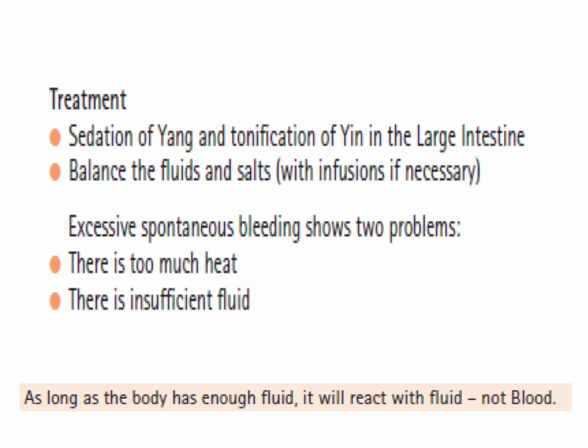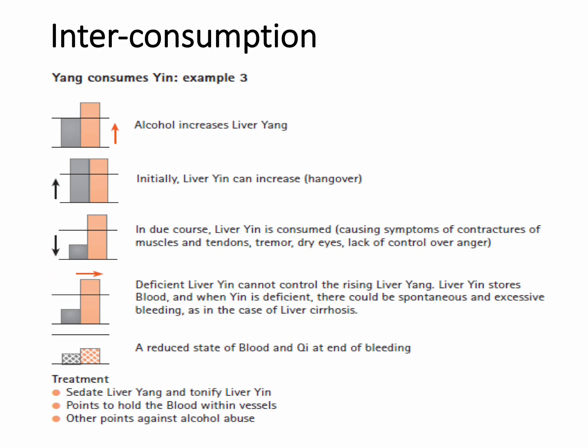Excessive spontaneous bleeding shows two problems. There is too much heat, there is insufficient fluid. As long as the body has enough fluid, it will react with fluid, not blood. Still on interconsumption, we now go to example 3. Yang consumes yin.